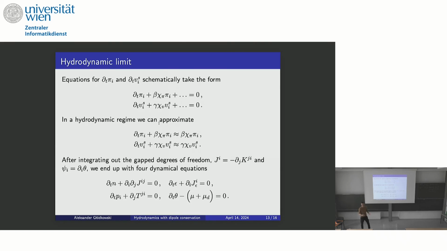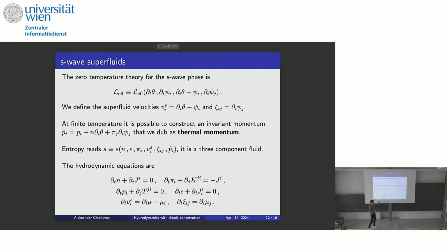So actually this theory has massive modes, and we can integrate them out. How we do this in practice is that this equation for pi I, the intrinsic dipole, and this equation for the superfluid velocity VIS schematically take this form. Beta and gamma are just some transport coefficients, and psi are just some thermodynamic susceptibilities. And if you're in the hydrodynamic regime, you can basically get rid of the time derivatives because they are small compared to the other terms. So in other words, you can just delete the time derivatives in those equations.